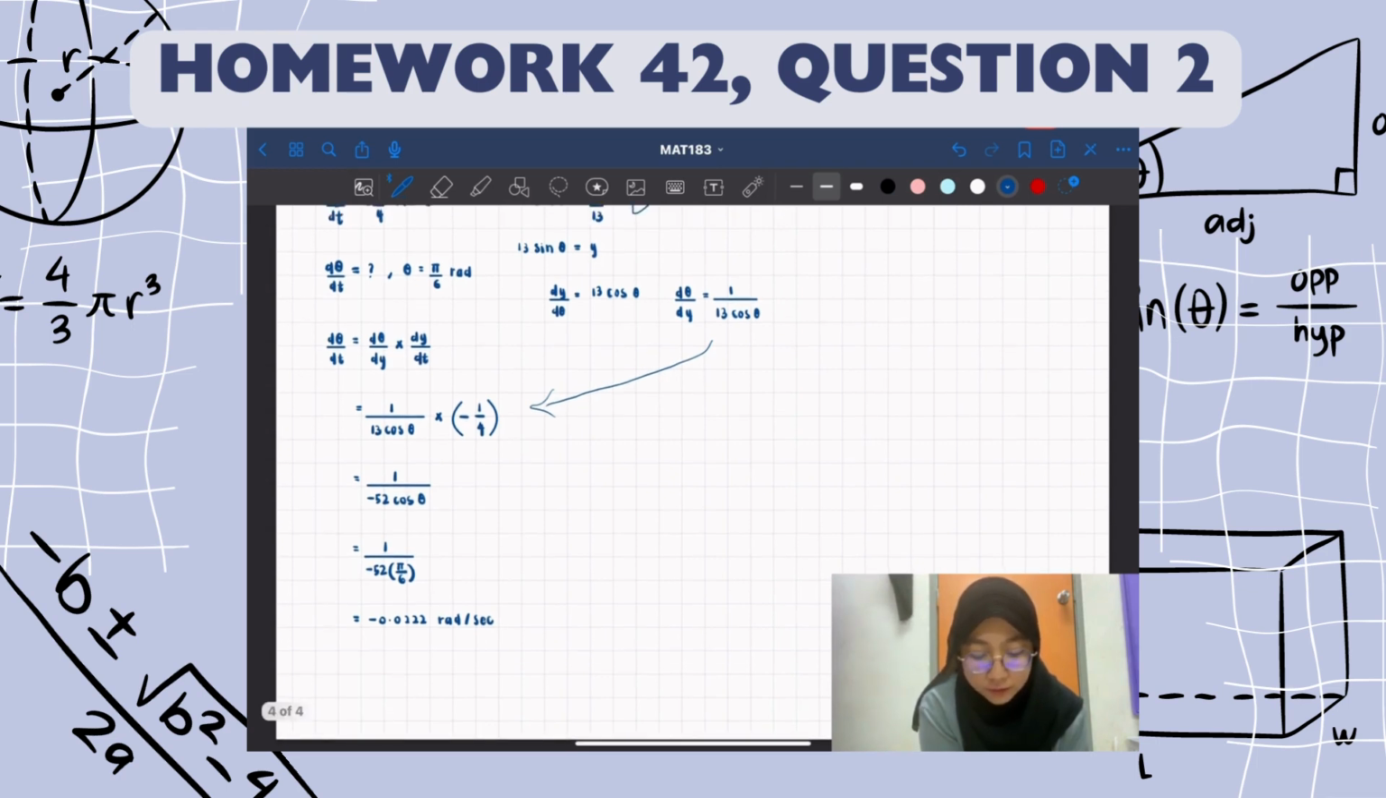We're going to replace the theta with pi over 6, right? And the answer is negative 0.0222 rad per second. That's all from me.